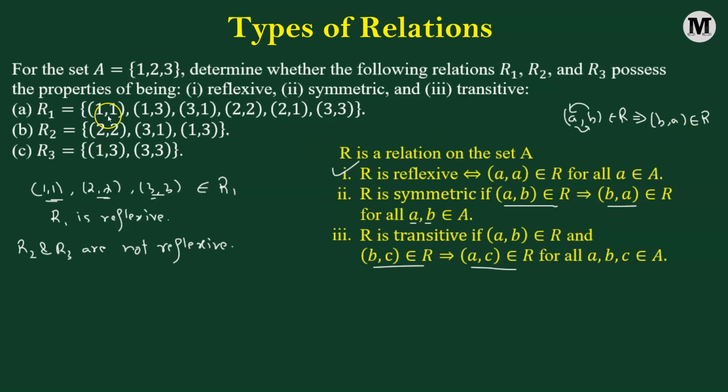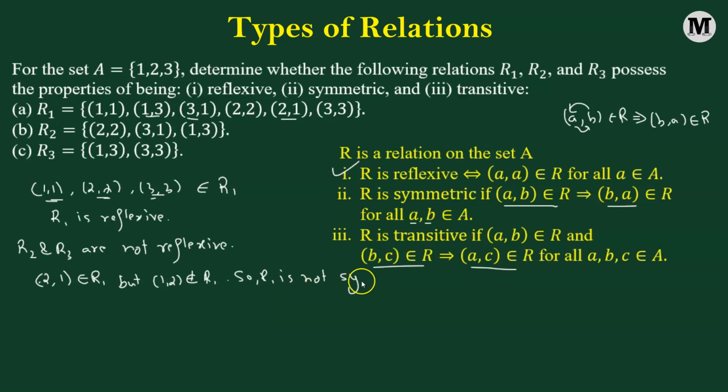So there will be no problem if we consider the ordered pair (1, 1), the ordered pair (2, 2) and the ordered pair (3, 3). Okay, so here let's consider the ordered pair (1, 3). If we consider (1, 3), then (3, 1) must be present. Okay, fine, so (3, 1) is present. If we consider the ordered pair (2, 1), then (1, 2) must be present. Since (2, 1) belongs to the relation R1, but (1, 2) does not belong to the relation R1, we can say R1 is not symmetric.